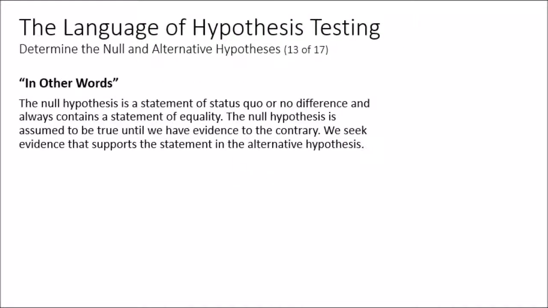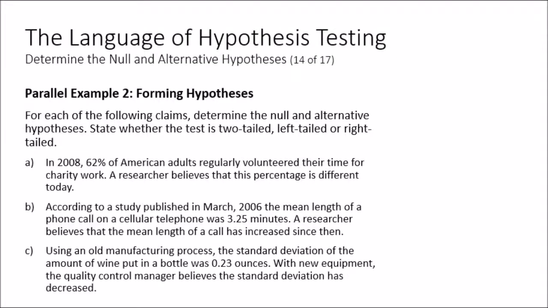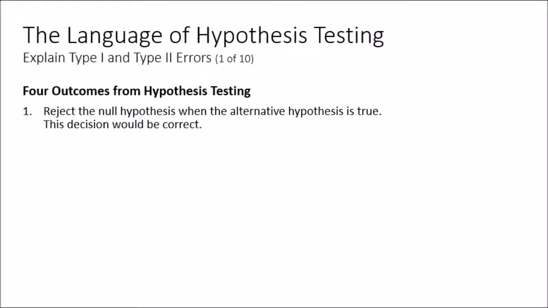So basically, the null hypothesis will always have an equal sign, and then the alternative hypothesis depends on the language in the question. It's going to have either a not equal sign or a greater than or less than sign. And that is what I just explained.